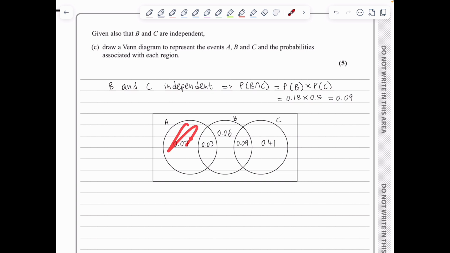And if I add everything in A, B, or C together, I need to put a number here that will make the total 1. So if I add these numbers here, I get an answer of 0.66. So I need a 0.34 outside the three circles to ensure that the total probability in my Venn diagram is equal to 1.